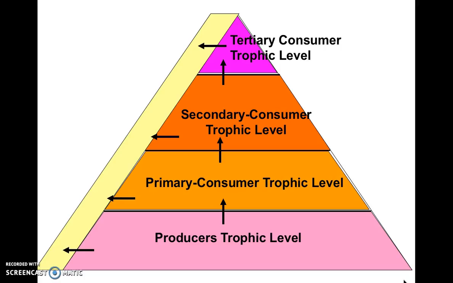Now, each one of these levels is connected to the side of the pyramid. And this is the decomposer trophic level. And what that's showing you is each one of these things die, the decomposer will break them down. Okay?